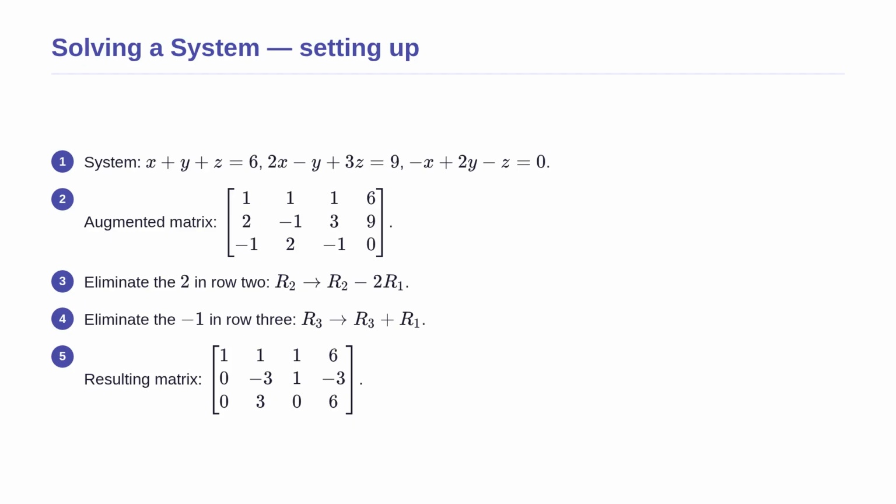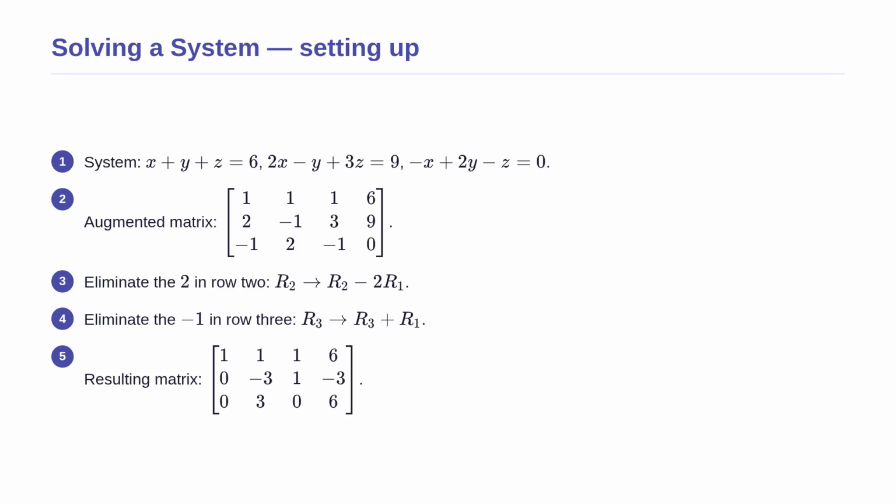Let us solve a system of three equations with three unknowns. We start with our augmented matrix. The first column represents x, the second y, the third z, and the fourth holds the constants. Our first pivot is the one in the top left corner. We need to make the 2 and the negative 1 below it into zeros.